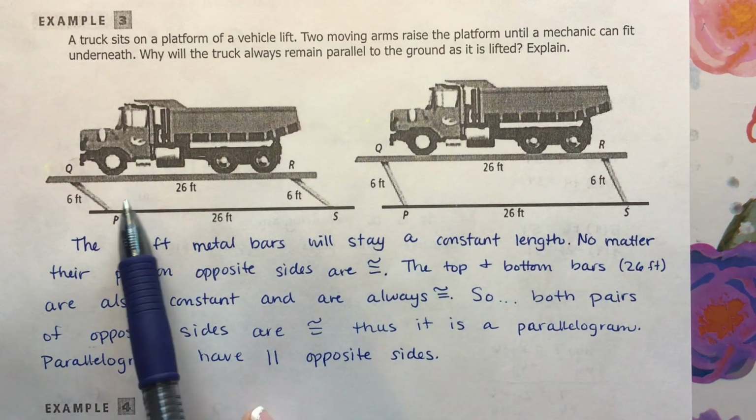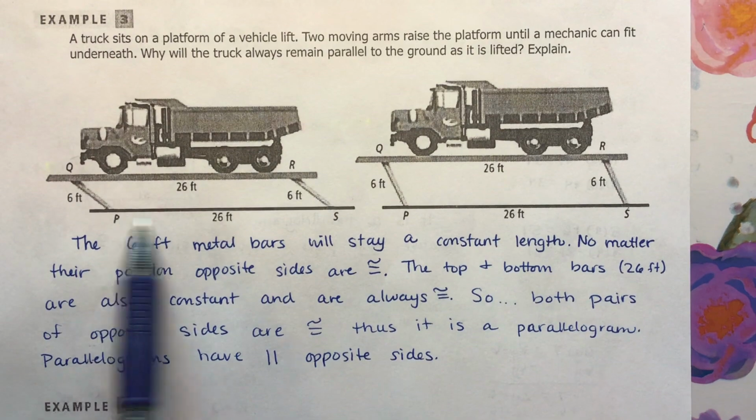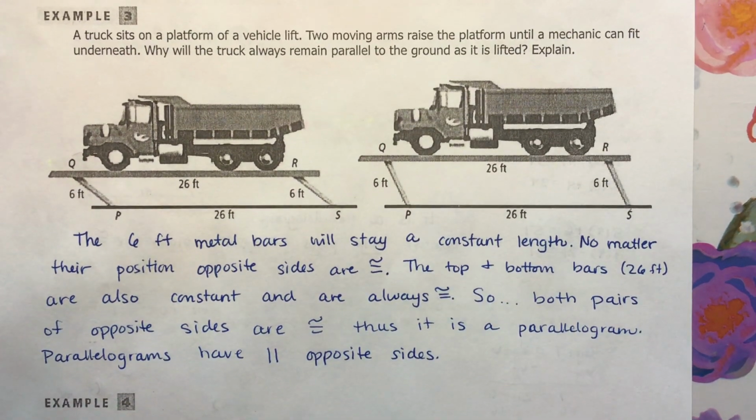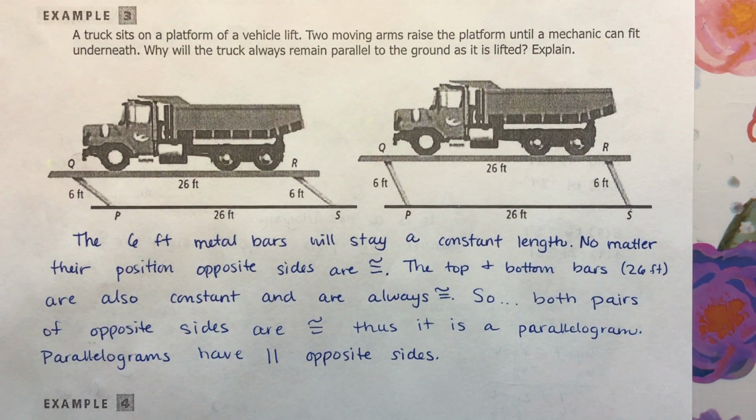So one more time, we knew that opposite sides were going to stay congruent no matter what. 26 is always going to stay congruent to 26, and 6 feet is always going to stay congruent to 6 feet. It doesn't matter if the truck is up in the air or down on the ground. Those stay the same. So because I have two pairs of opposite sides that are congruent, I can say, okay, that's a parallelogram. If it is a parallelogram, then I can apply the definition of a parallelogram, which states that opposite sides are parallel. So that's why the truck will always be parallel to the ground.